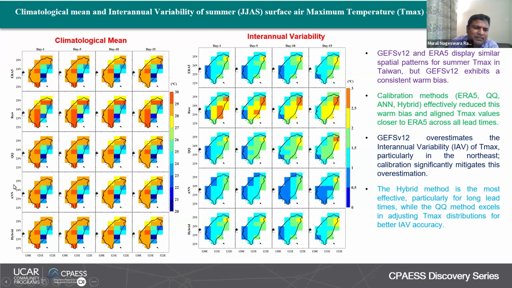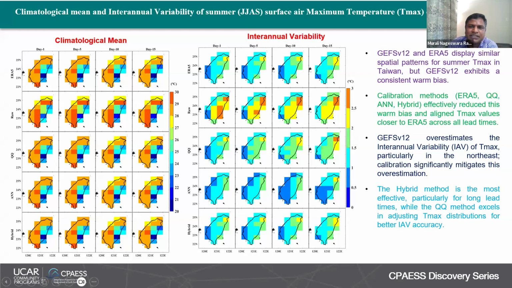But when you look at the Quantile-Mapping method, the ANN deep learning and the hybrid methods, the bias is mitigated in all the methods, and the patterns are very similar to the climatological mean. Particularly, we can see all methods are good in terms of the climatological pattern.